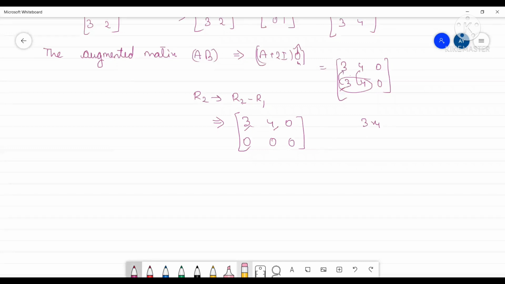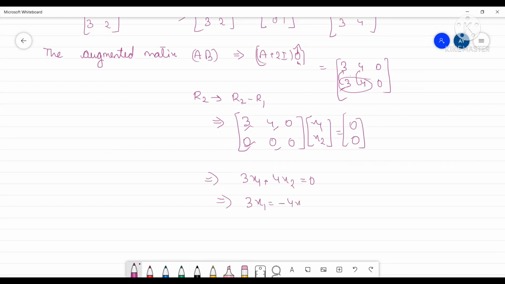You have to multiply this with [x1, x2] equals [0, 0]. So what is that you'll have? You will be getting 3x1 plus 4x2 is equals to 0. And however, this one is 0. So what can you get from this? You can write 3x1 is equals to minus 4x2.